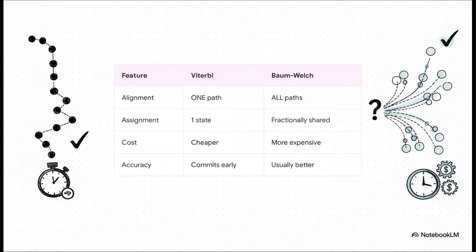On the other side, Baum-Welch. This is the soft EM approach. It considers all possible paths at the same time, weighing them by probability. It fractionally shares frames across states. Yes, Baum-Welch is way more computationally expensive, but because it keeps that mathematical uncertainty alive, it usually gives you a slightly more accurate acoustic model.